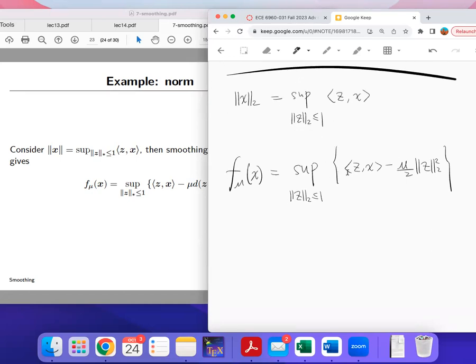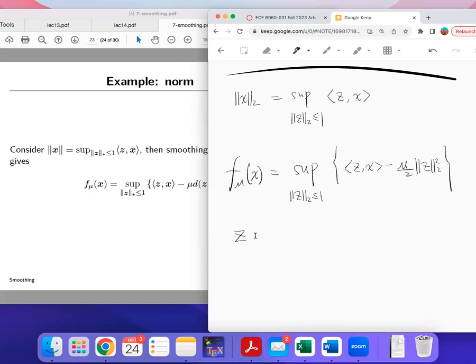Let's see. So obviously, we are taking the supremum over Z, right? So now look at these two places that involve Z. The first place is the inner product between Z and X. So intuitively, it is better to make Z exactly aligned with X, so this inner product will achieve the maximum value. But at the same time, we need to make sure the length of Z is not too big. So we need to balance these two terms.